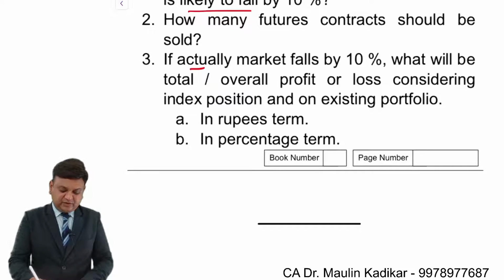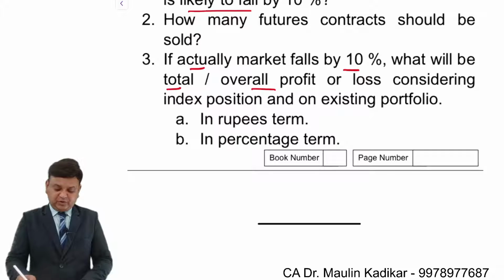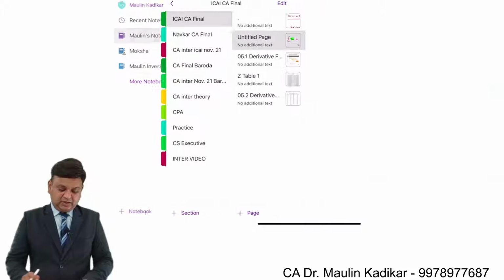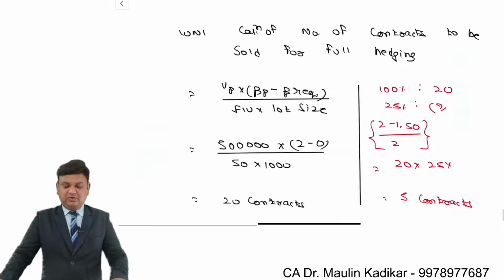if the actual market falls by 10%, what will be the total or overall profit or loss considering index position and the existing portfolio in rupees term and in percentage term? So we are required to do the calculation in rupees term and in percentage term.